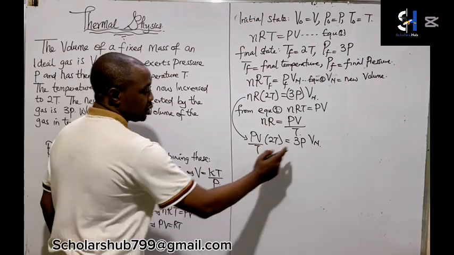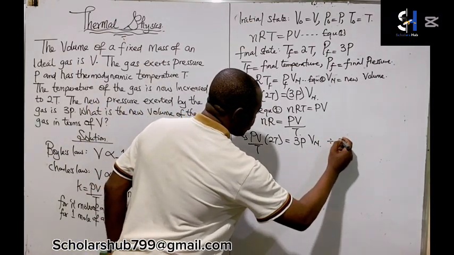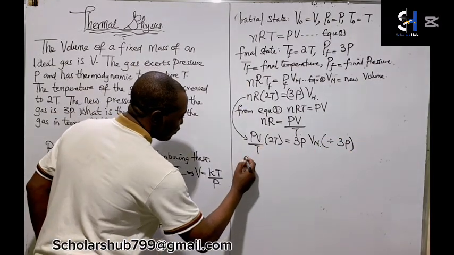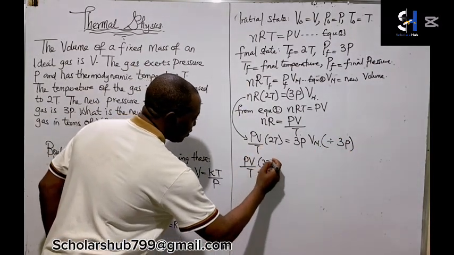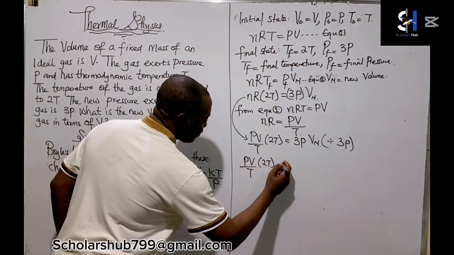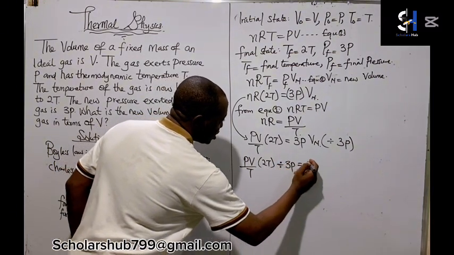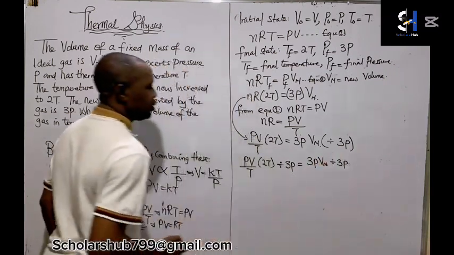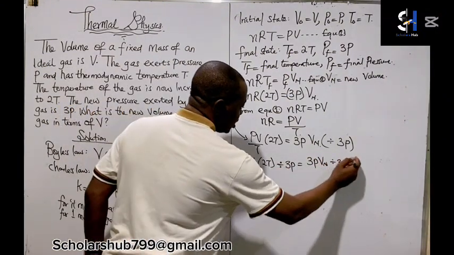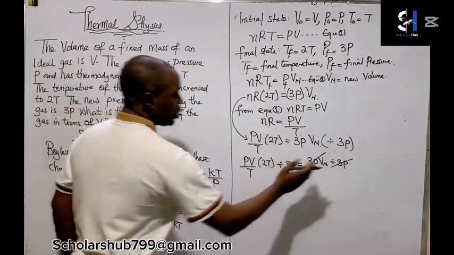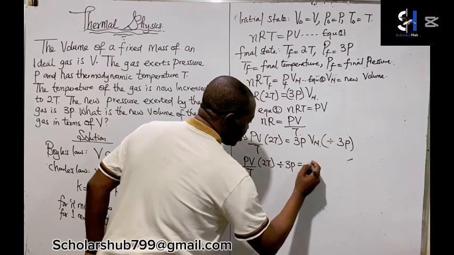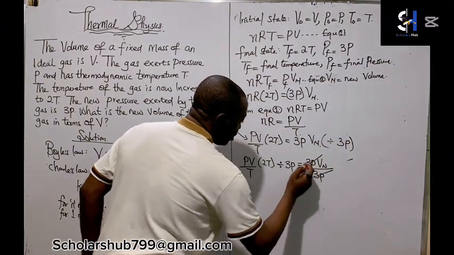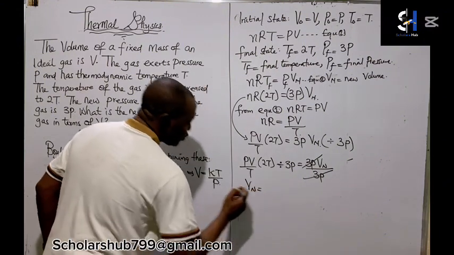So we can now divide this equation by 3P. When we divide, we have PV over T multiplied by 2T, then divided by 3P, and this equals 3P times the new volume divided by 3P. In this case, the 3P will cancel out. We can also write it this way, 3P Vn over 3P, so that we have the new volume.